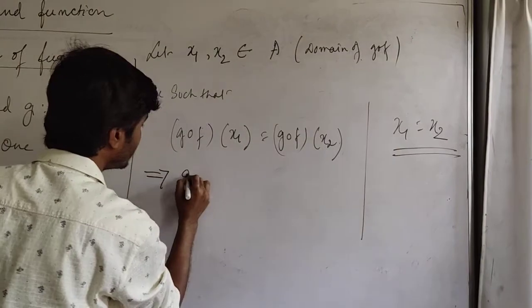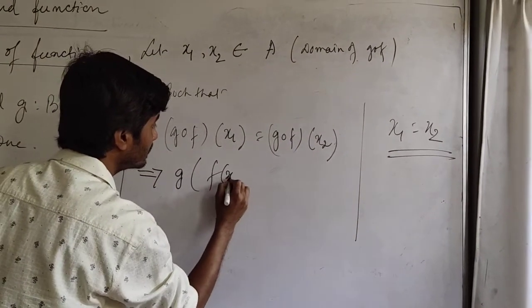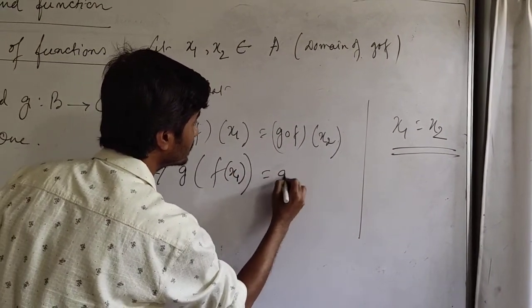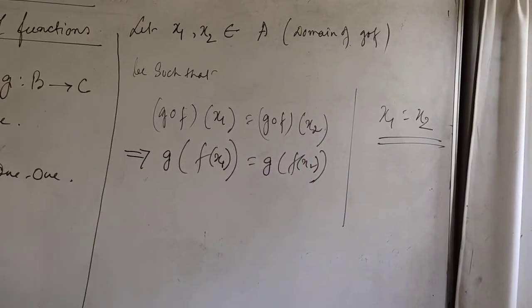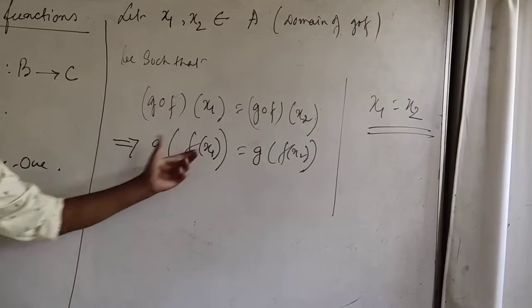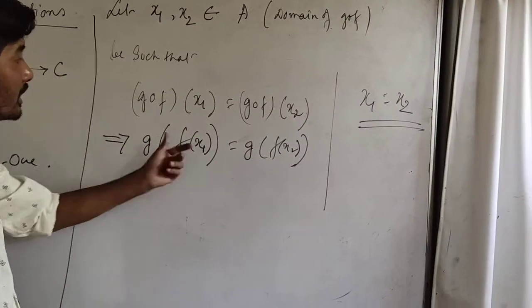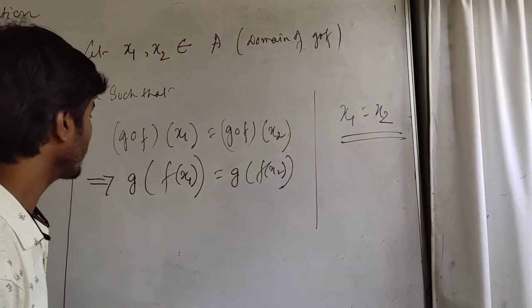It implies this is z of fx1 is equal to z of fx2. So this comes immediately from the definition of GOF. We can rewrite this statement in this form: z of fx1 equal to z of fx2.